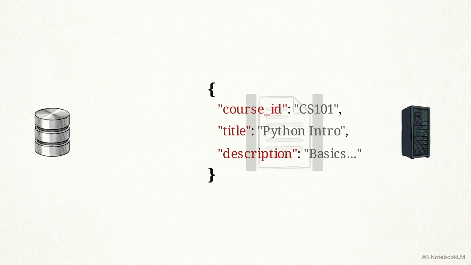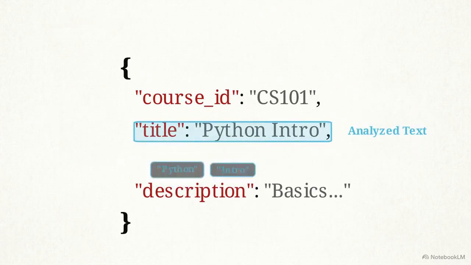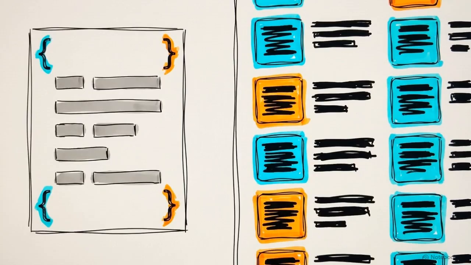Engineers define mappings to control data behavior. A title maps as analyzed text for partial matches, while a unique ID maps as a strict keyword for exact lookups. This decoupling allows the system to treat text as pliable, searchable data, rather than a static character string.